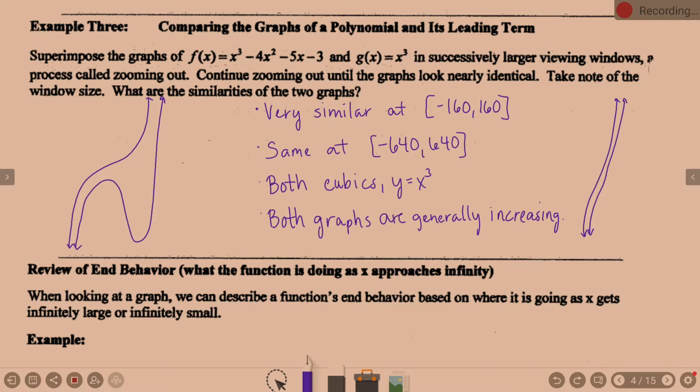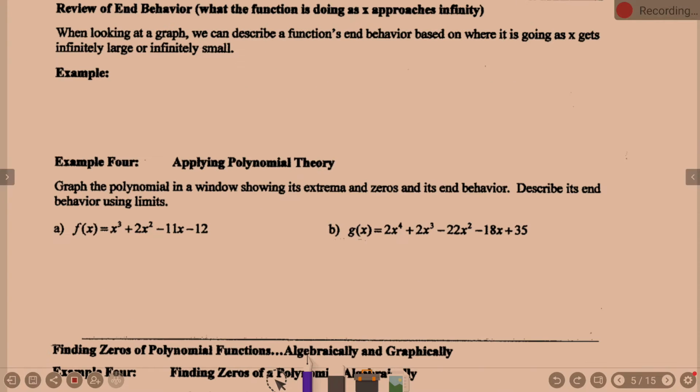But notice what it says. When looking at a graph, we can describe a function's end behavior based on where it is going as x gets infinitely large or infinitely small. And so in this example, there is a chart in your book, and this is what I have up on the Elmo right now. There's a chart on page 188. That is what I want to talk about right here. So I'm not going to really write anything in that space. We'll do some examples tomorrow.